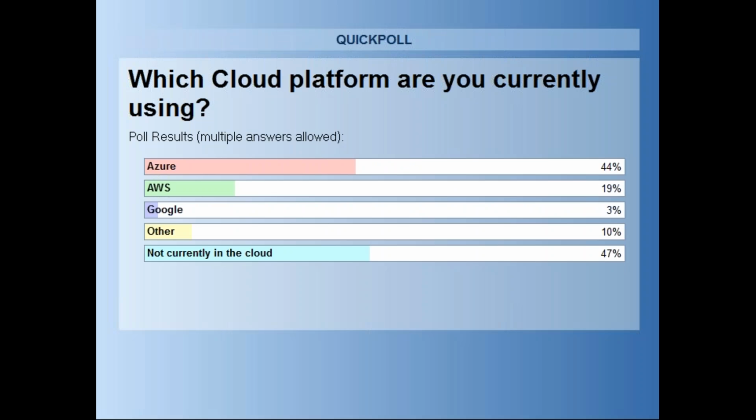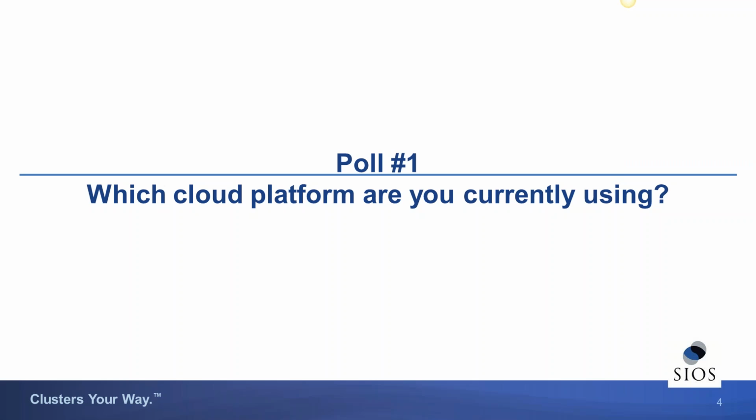and share the results. So 47% said not currently in the cloud, 44% said Azure, 19% AWS, 10% other, and 3% Google. All right, well that's good to know. So half of you or thereabouts are in the cloud, and that's a typical spread between Azure and AWS. Now Google, I know, has recently made some announcements around cloud and SQL Server specifically, so I think they're trying to gain a foothold in the marketplace as well, so it's good to see.